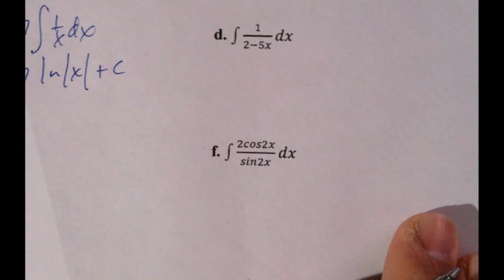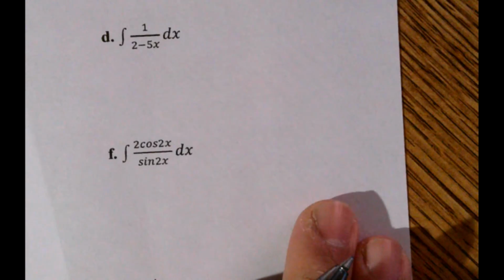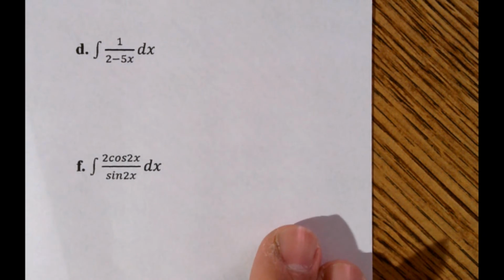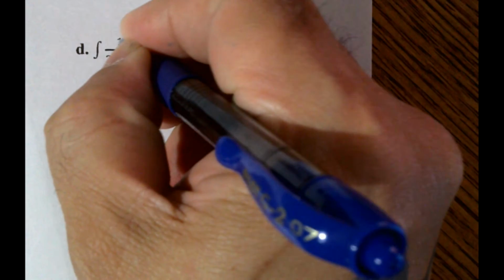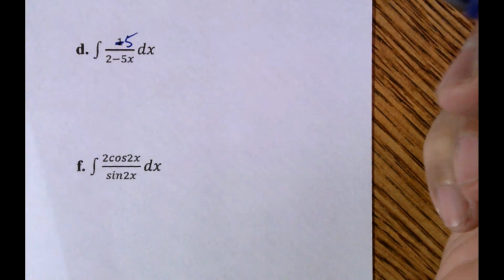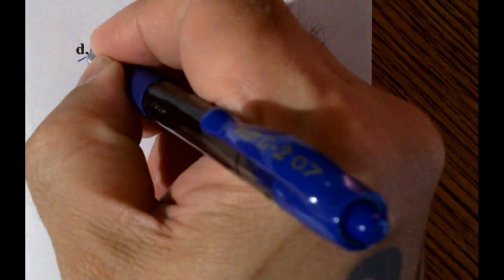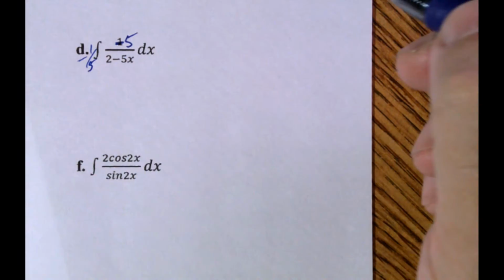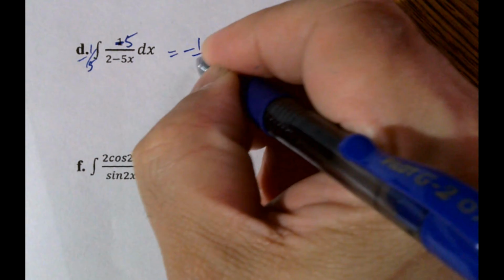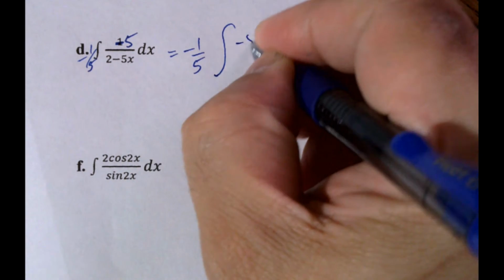So what's the derivative of the denominator? The derivative of this denominator is -5. So I need a -5 in the numerator. So I'll multiply the numerator by -5. To compensate for that, I multiply by -1/5. So I'm just going to rewrite it so you can see better what it looks like.